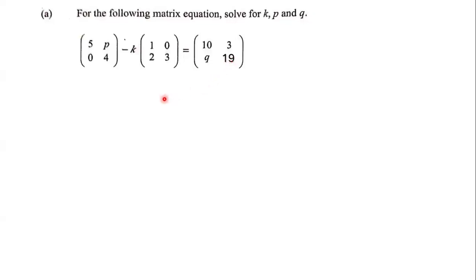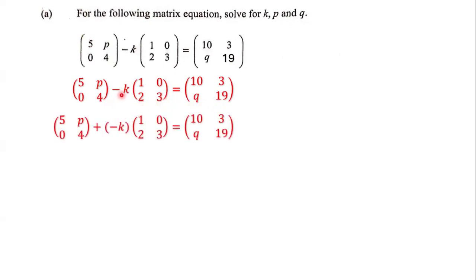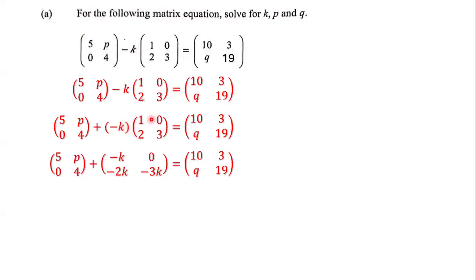And so what we do here is we have our matrix equation. We have a negative k, which we put here, and we put the positive because positive times a negative is still negative. Next, we multiply each term in this matrix by negative k. So it's going to be negative k times 1 is negative k, times 0 is 0, negative k times 2 is negative 2k, and negative k times 3 is negative 3k. And so we have these two matrices, which we have to add on the left-hand side. And we still have this matrix, which contains the entries 10, 3, q, and 19.